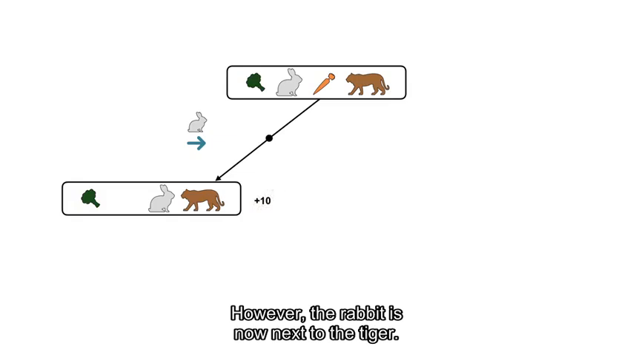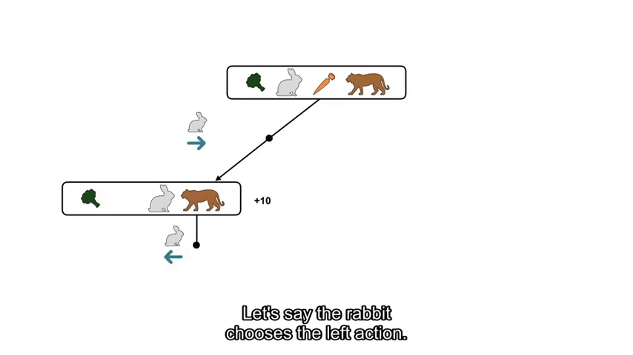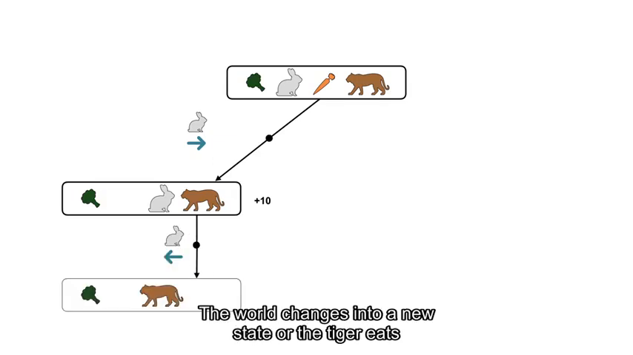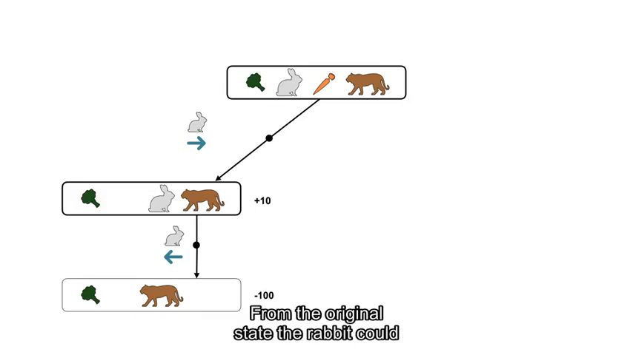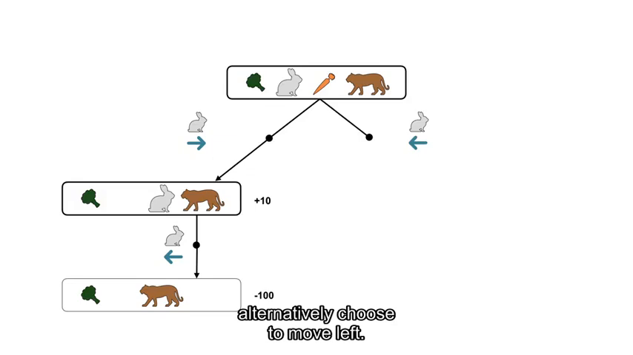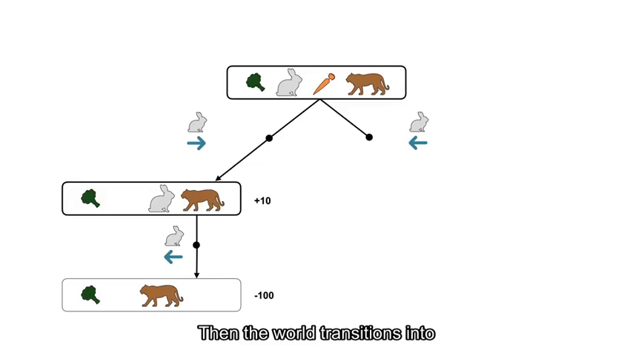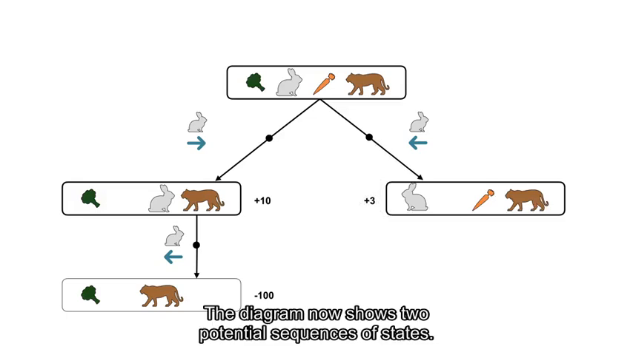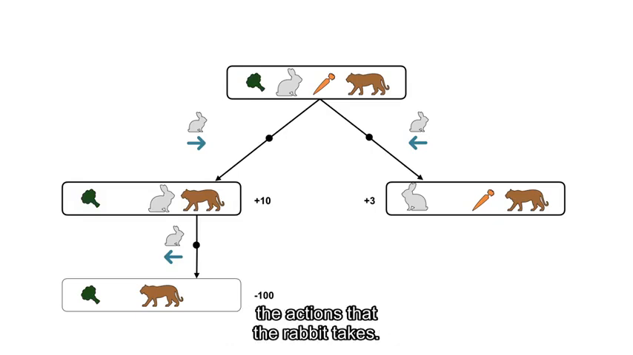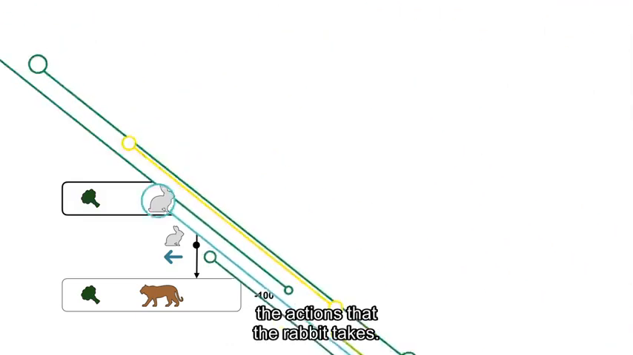However, the rabbit is now next to the tiger. Let's say the rabbit chooses the left action. The world changes into a new state where the tiger eats the rabbit and the rabbit receives a reward of minus 100. From the original state, the rabbit could alternatively choose to move left. Then the world transitions into a new state and the rabbit receives a reward of plus 3. The diagram now shows two potential sequences of states. The sequence that happens depends on the actions that the rabbit takes.